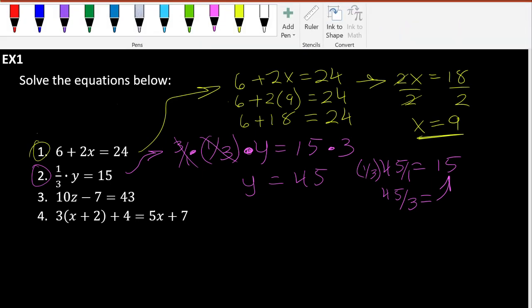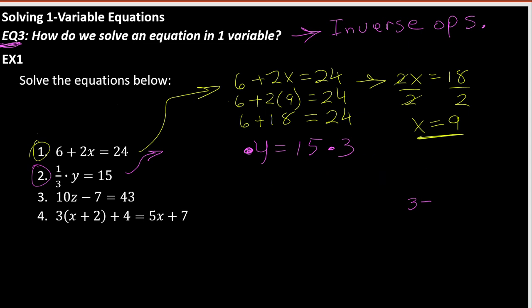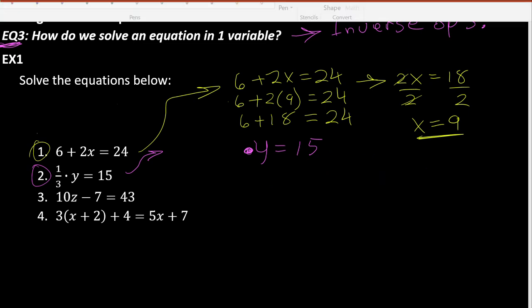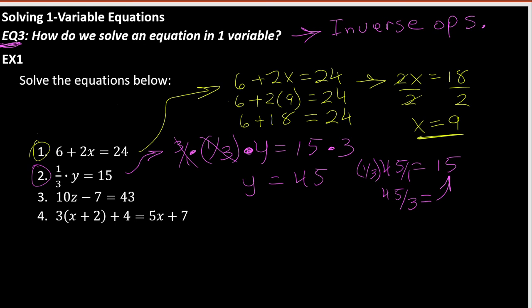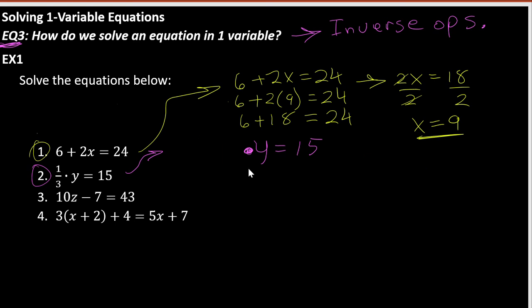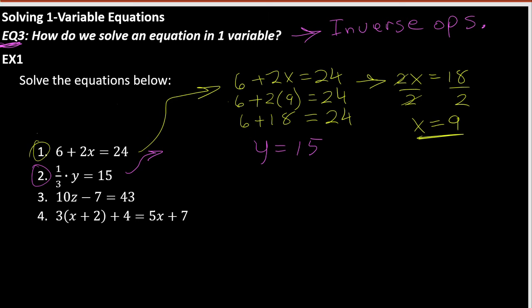Another way we could have done this is if I wrote the problem down differently. If I instead represented the 1/3, or multiplying by the 1/3, as y over 3, like I showed you a second ago, the inverse of dividing by 3 is multiplying by 3, we get the exact same thing. Y equals 45.